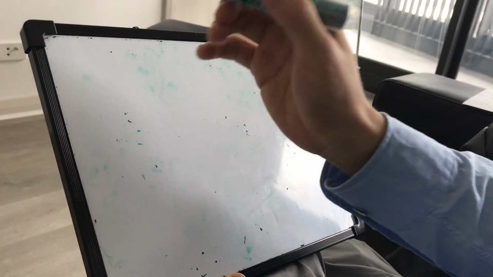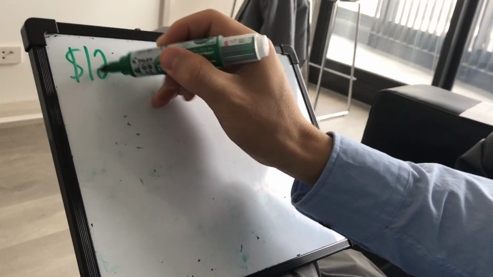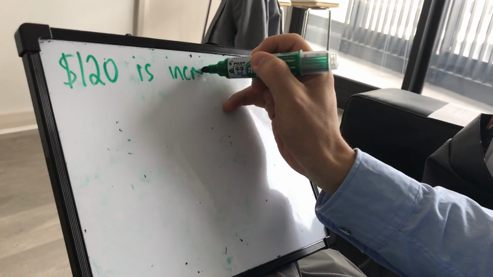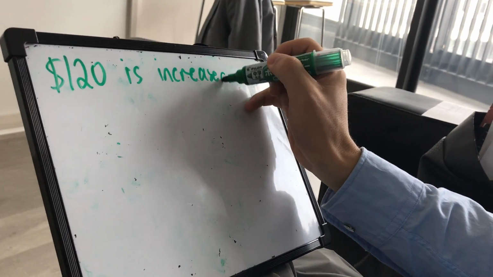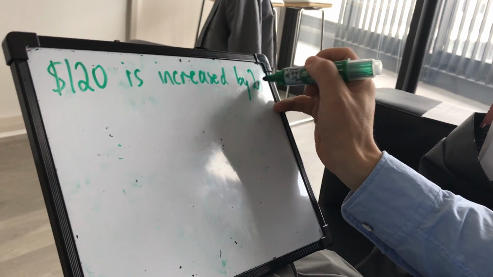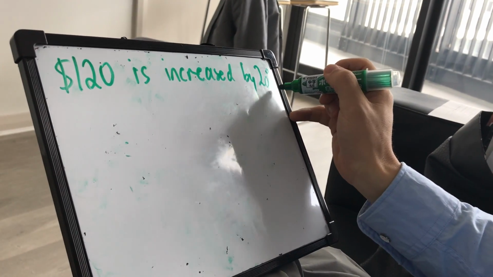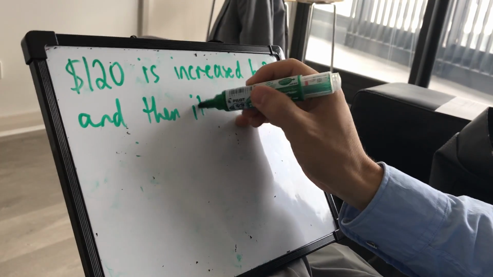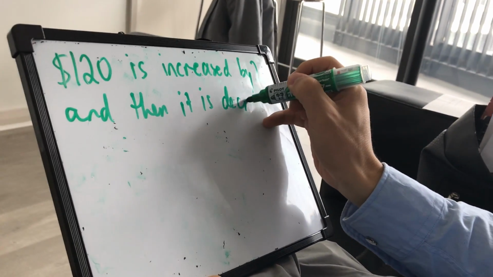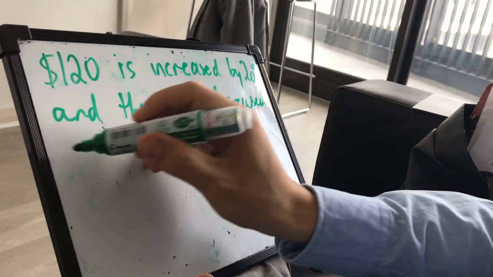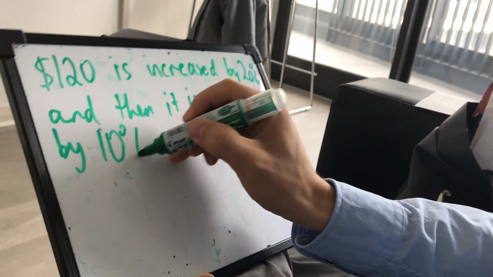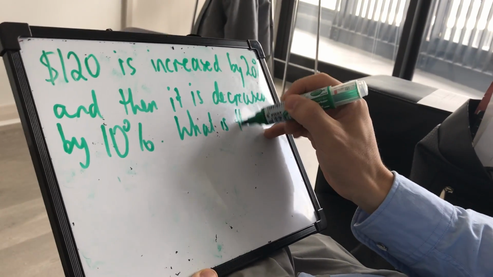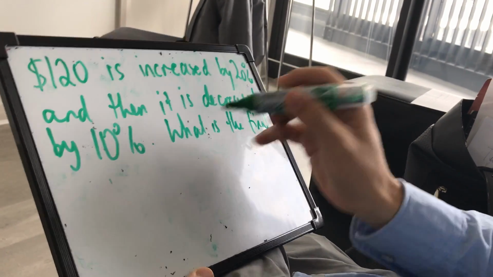Okay, so I have a question, right? We have $120 that is increased by 20%, right? And then it is decreased by 10%. Okay? What is the final amount?